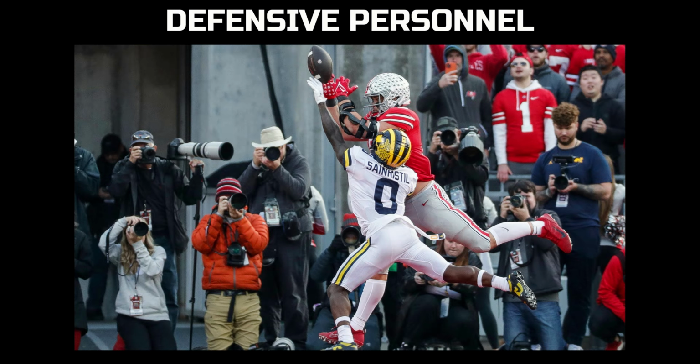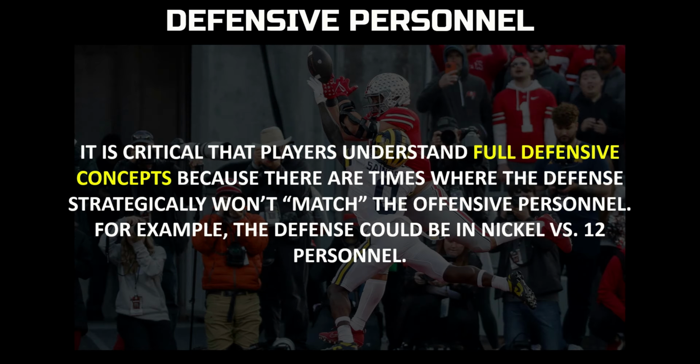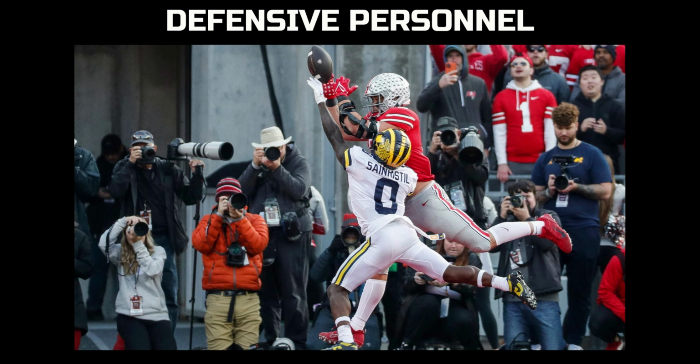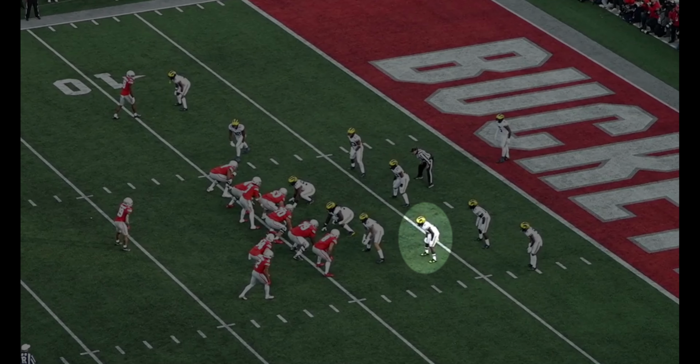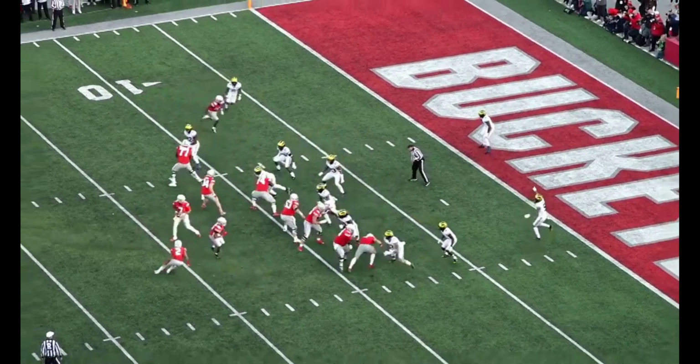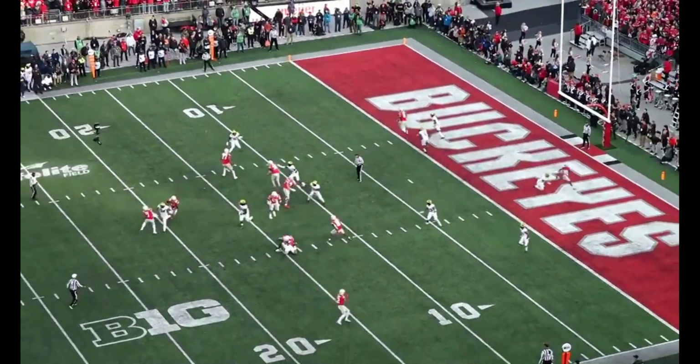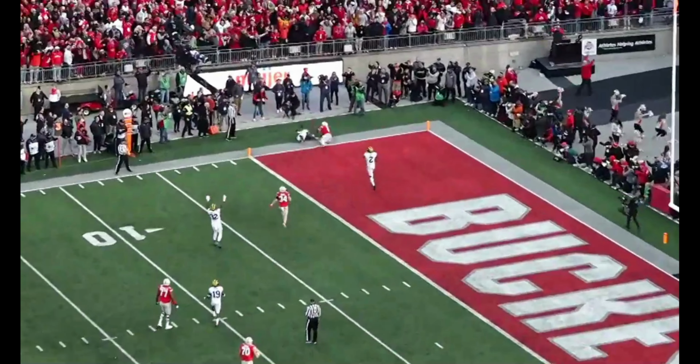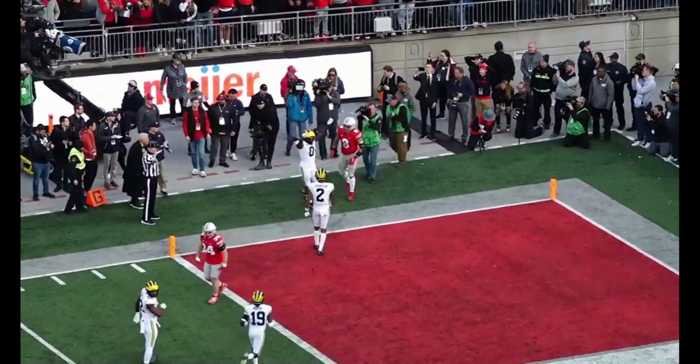And it's critical for each player to understand the full defensive concept because there are times where the defense doesn't strategically match the offensive personnel. So nickel, for example, you see Mikey Sainristil, who was an elite nickel for Michigan. He played corner and base, but on this specific play that everyone remembers, he was playing nickel covering a tight end. Usually you have a Sam covering a tight end, but they stayed in nickel on the passing down to have a faster defensive back covering the tight end in the pass game rather than having a linebacker covering the tight end in the passing game.